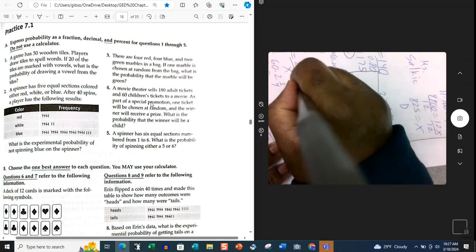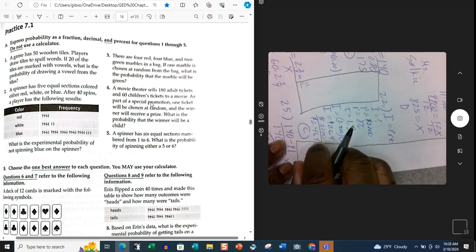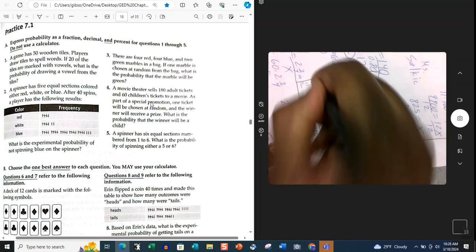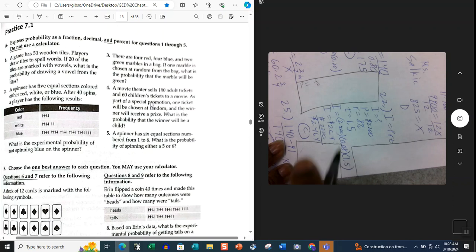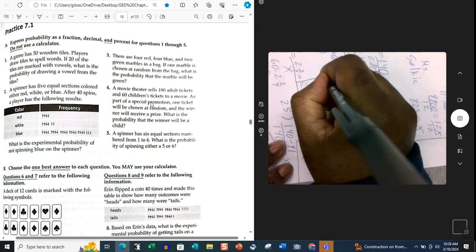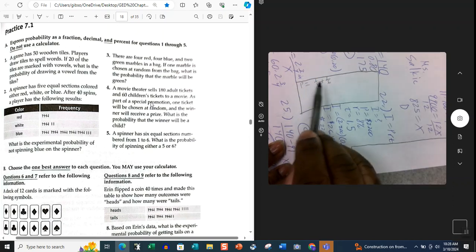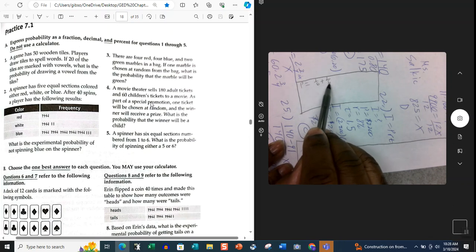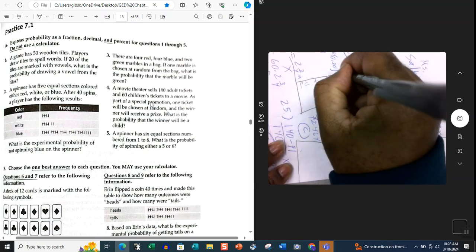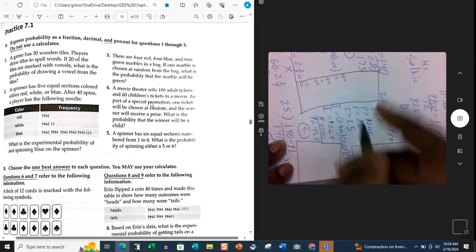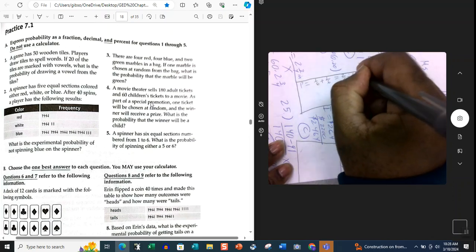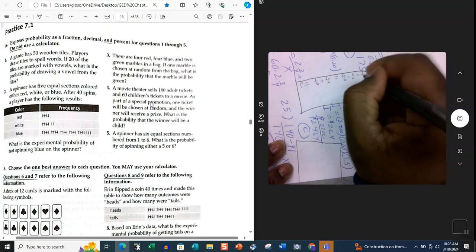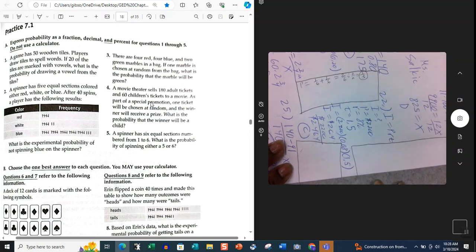So, first of all, favorable outcome. We know that to get a 5, that'll be 1 out of 6. To get a 6, it'll be 1 out of 6. So it'll be 1 out of 6 for the 5 and 1 out of 6 for the 6. So that would give us 2 out of 6. Now we divide both by 2, and that'll be 1/3. 1/3 would be your fraction.